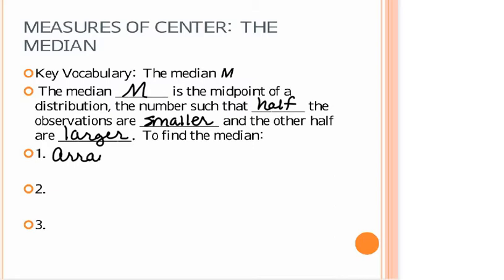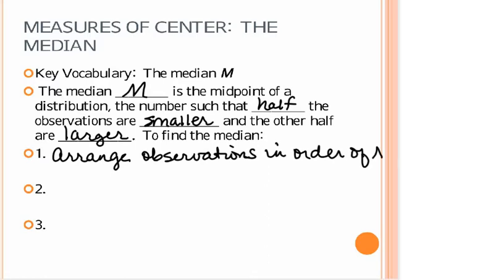Arrange observations or data in order of size, and this is where you really want to use your calculators to do this for you and not waste time. And we want to go from smallest to largest.